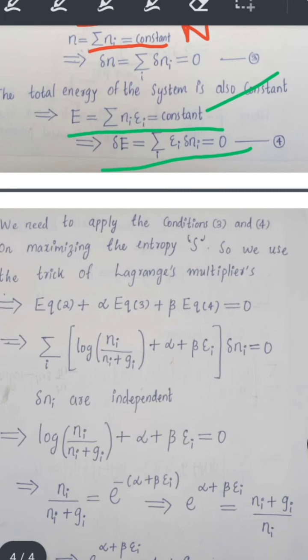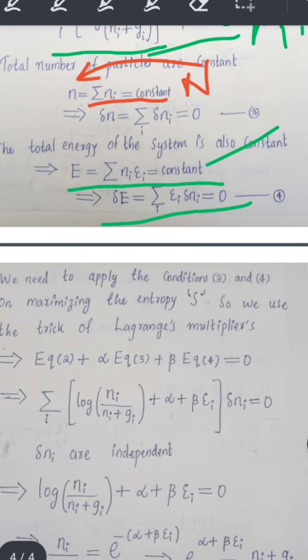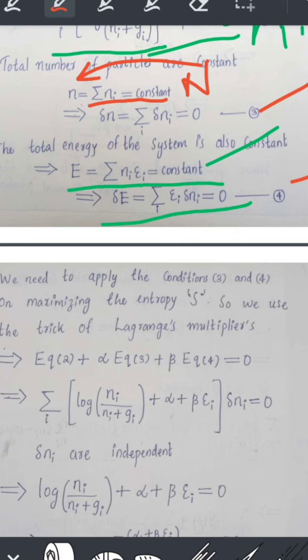So we need to use both conditions, condition 3 and condition 4, to maximize the entropy. There's actually a trick of Lagrange multipliers for maximizing a function that obeys some conditions, or maximizing a function under some constraints. It's a method of mathematics. Let me try to explain it a little shortly.